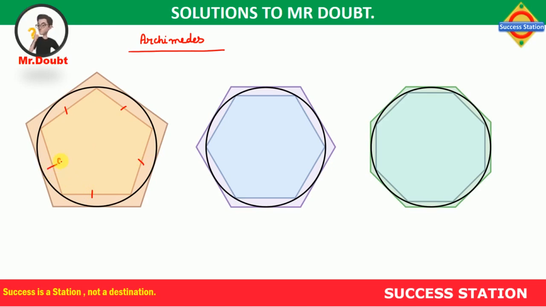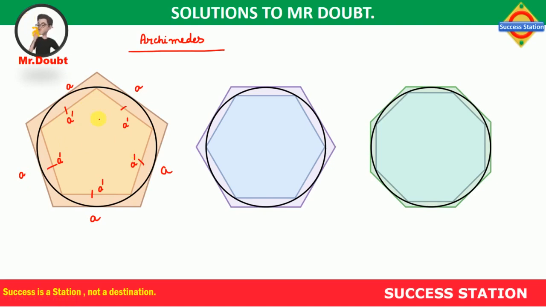So he inscribed a polygon in the circle. Inside the circle, he drew a polygon. This is a pentagon inside the circle. And then a pentagon outside the same circle. So one inscribed and one circumscribed.